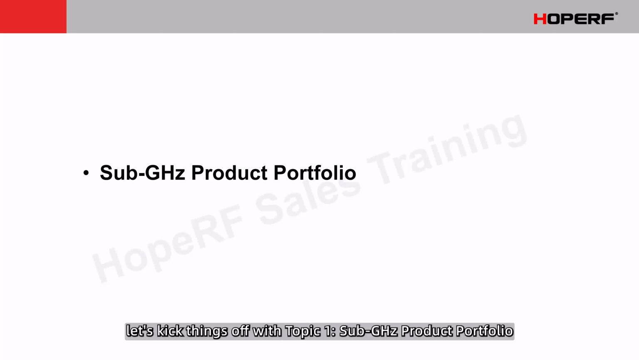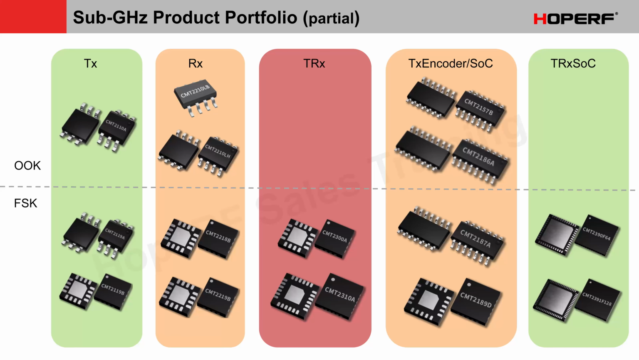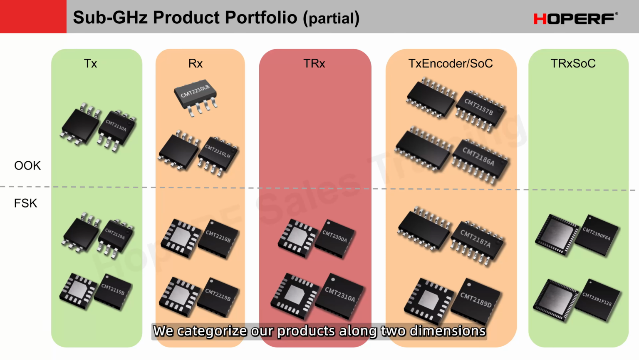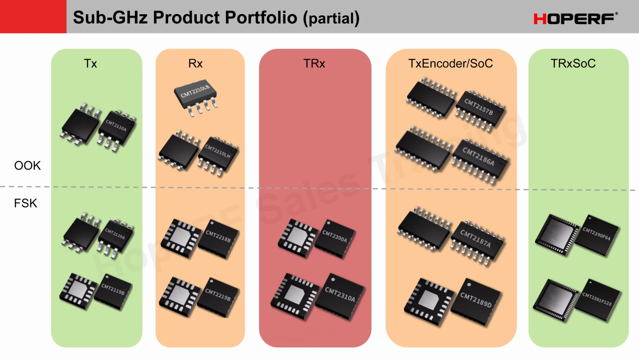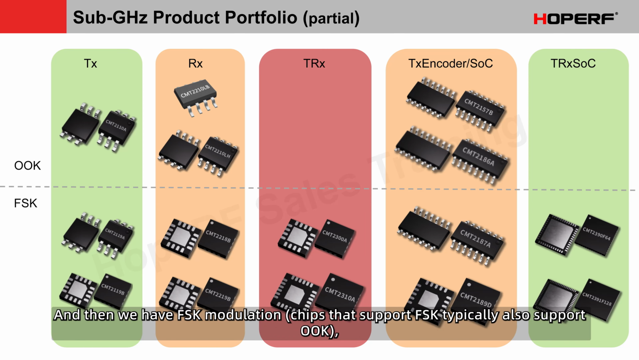Alright, let's kick things off with topic 1, Sub-G product portfolio. This slide shows our Sub-G product matrix. We categorize our products along 2 dimensions. The first dimension is modulation mode. We have OOK modulation, which is aimed at cost-sensitive, low-cost applications. And then we have FSK modulation.